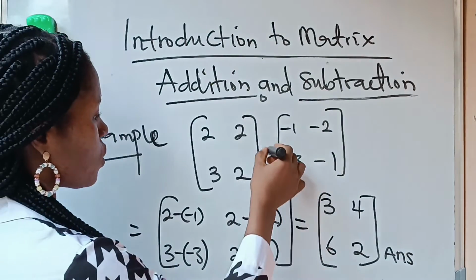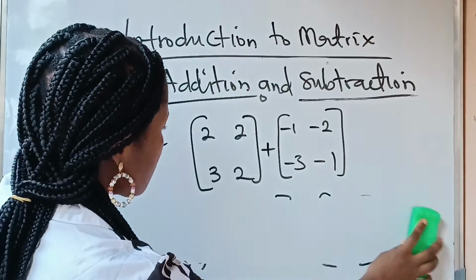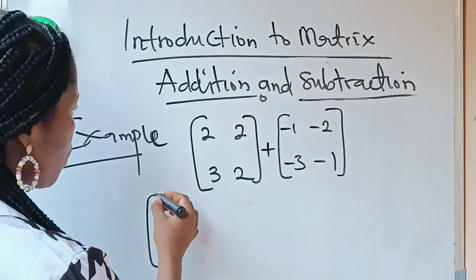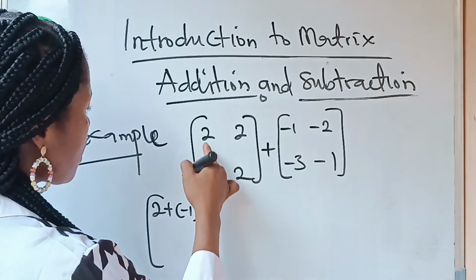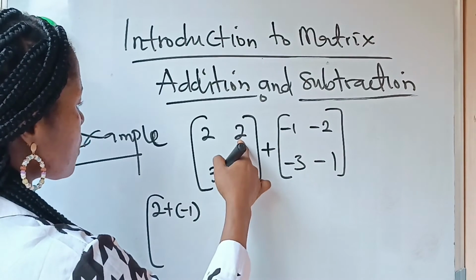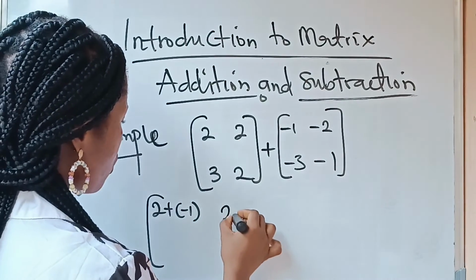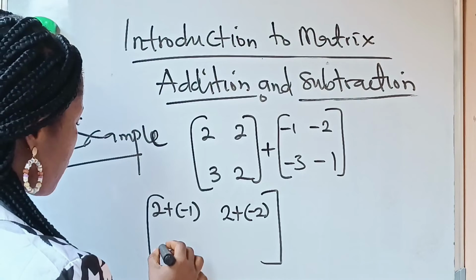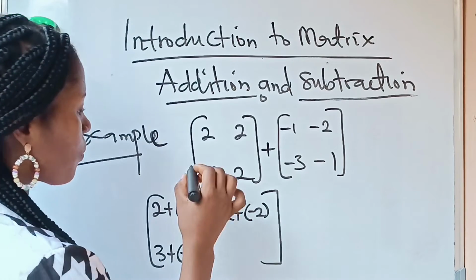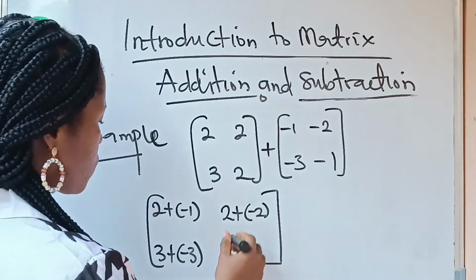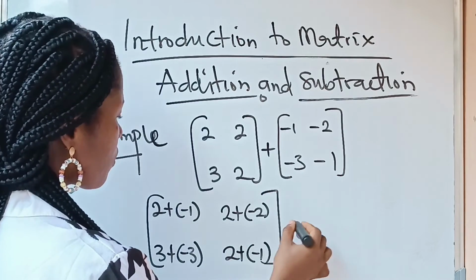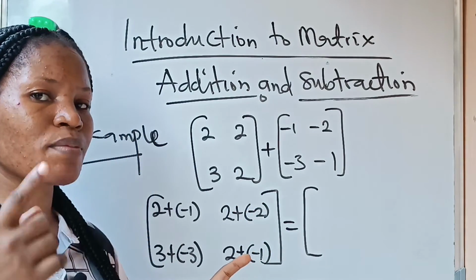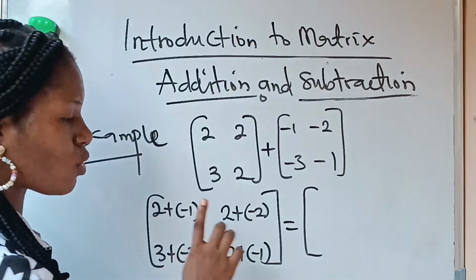Assuming this is addition, let's change this to addition so that you see how this goes. Assuming we are asked to add these two together, what do we do? It's going to be 2 plus minus 1. Then this one will be 2 plus minus 2. Now, this will be 3 plus minus 3. And we are going to have 2 plus minus 1. Now, note, before we did minus, right? Minus times minus is plus. But plus times minus is minus.